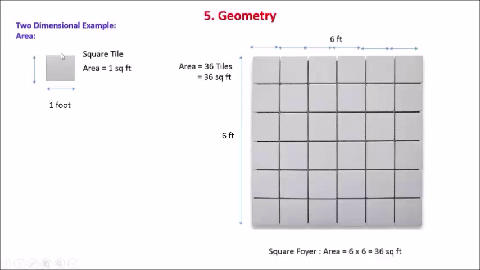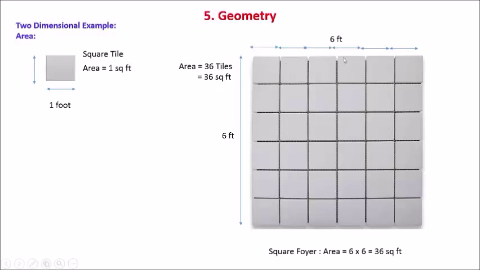So this is another example. So let's say I've got the same square tile, and every side is exactly 1 foot, okay? So I have actually a foyer which is a square. I've got a 6 feet by 6 feet square, okay? So then I can lay out 6 tiles, 6 tiles, 6 tiles, like that, 6 rows. So totally I can cover my foyer with exactly 36 tiles. So the area of my foyer is exactly 36 square feet because each tile is exactly 1 square foot, okay?